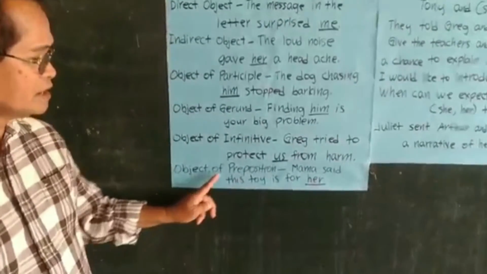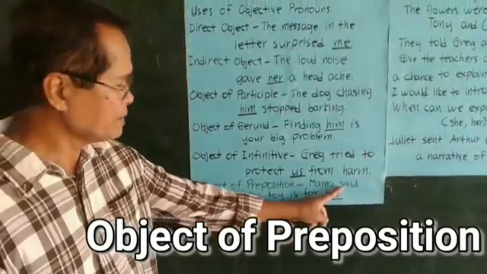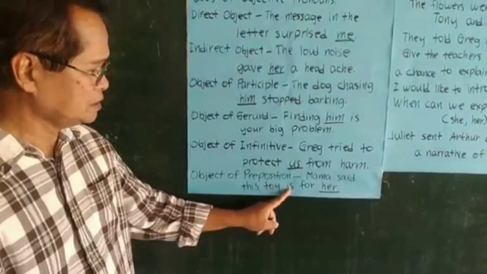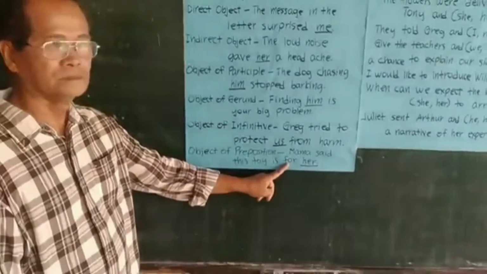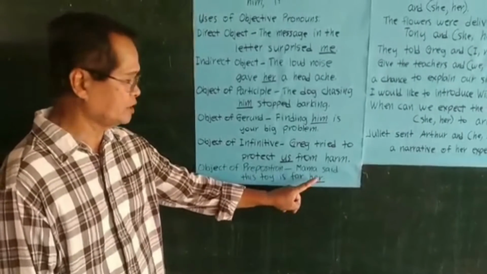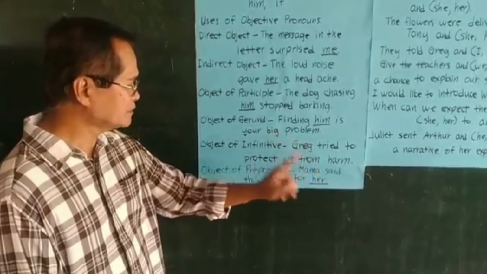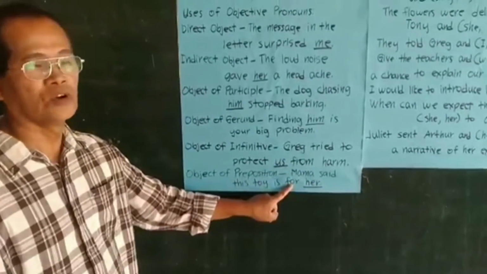Next, object of preposition. Example, Mama said, this toy is for her. Our preposition here is for. And the object of this preposition is her. So her is an objective case pronoun, which is the object of the preposition for.